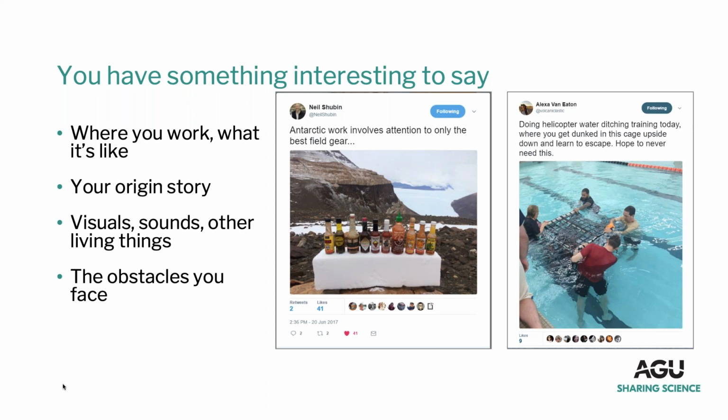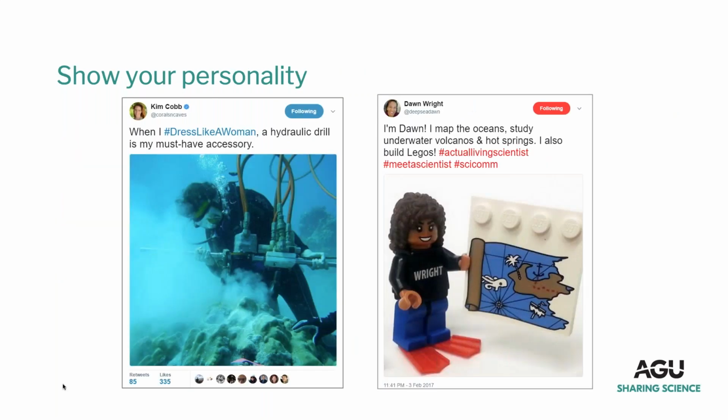So you might be thinking, okay, I'm out there, but maybe I don't have anything interesting to say. And that's not necessarily true. It could be things like where you work and what it's like, how you came into the sciences or to wherever you are right now. If you have visuals or sounds, or if you can show living things, things that will grab people's attention. These are ways that you can not only get their attention, but also self-promote and talk about the obstacles you face in your process. These are all ways that people will be engaged in what you're talking about.